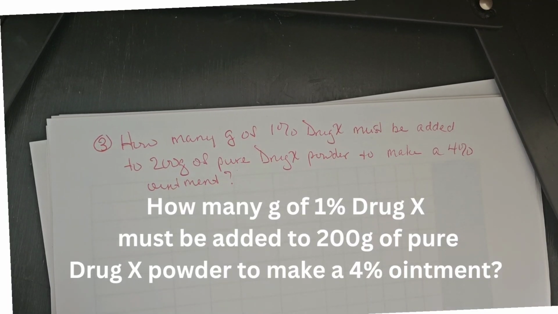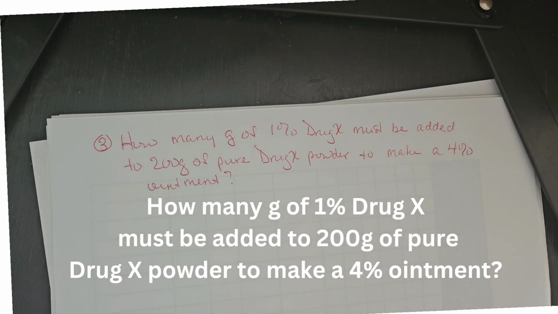Okay, welcome back. So we're back to the third problem, and it says, again, we're doing alligations. It says how many grams of 1% drug X must be added to 200 grams of pure drug X powder to make a 4% ointment. So yes to the first question.